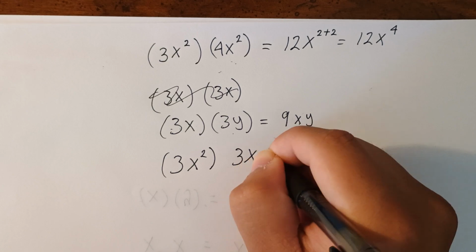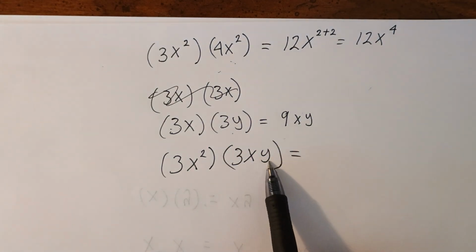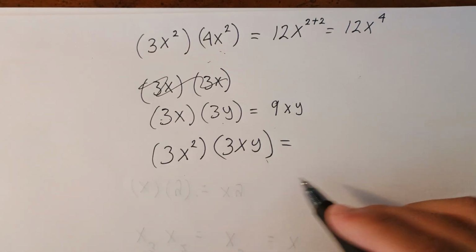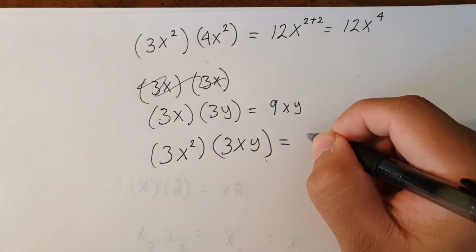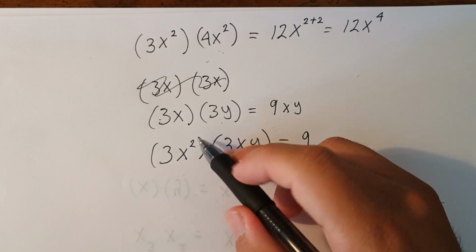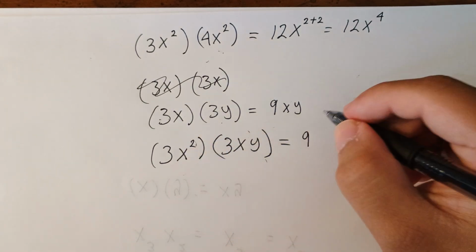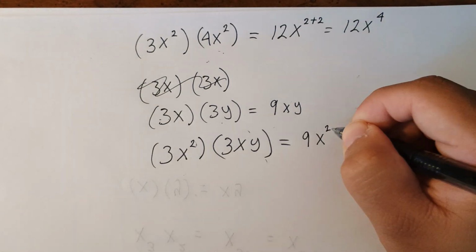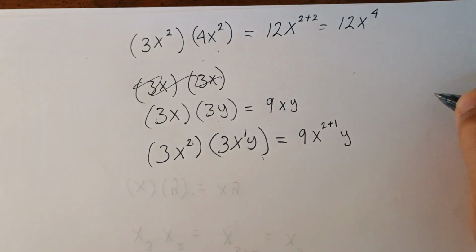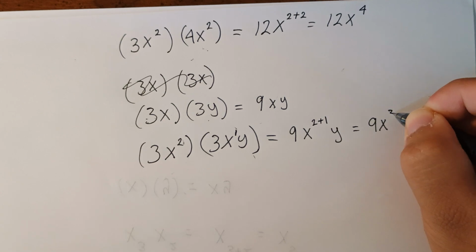But if I had something like this, right? This one has two variables, an x and a y, and this just has an x squared. Again, you just multiply the numbers. Doesn't really affect how you work with those. So it's just 3 times 3. And then with the same variables, we're just going to add the exponents. So we're going to have x to the 2 plus 1. We pretend there's a 1 right here. And then just put a y right here. And then to simplify everything, you can just rewrite it as x to the power of 3 y.